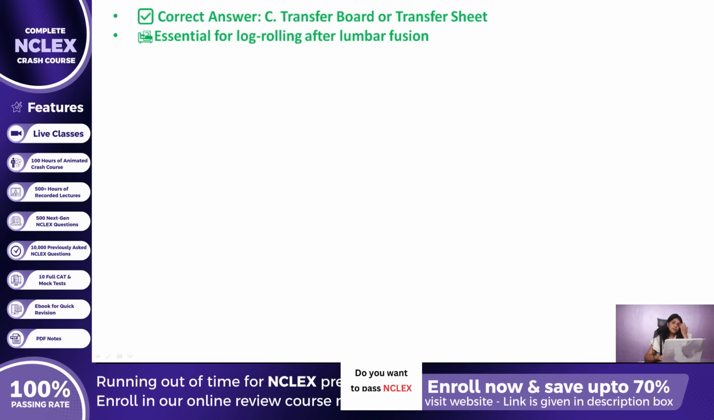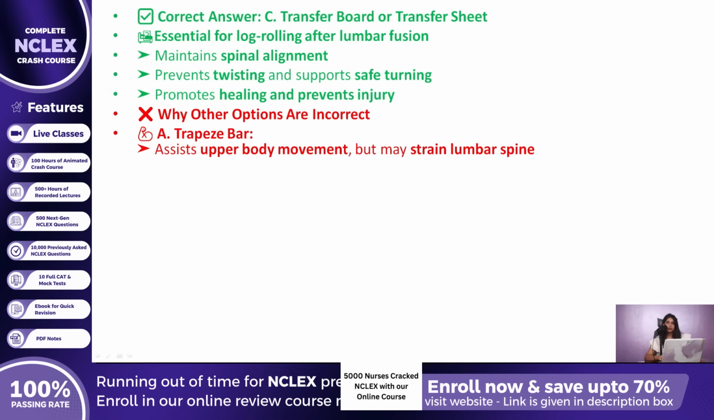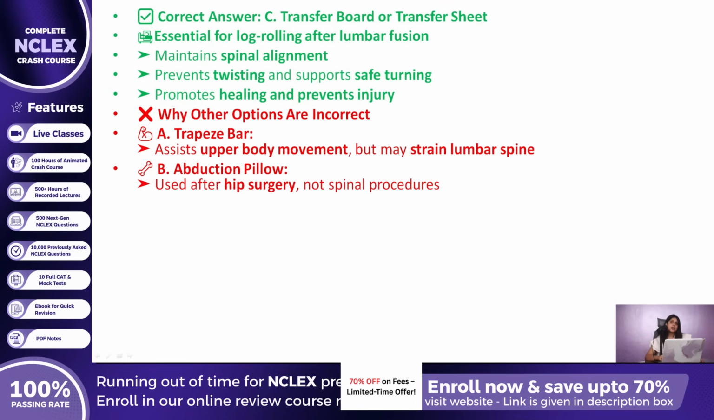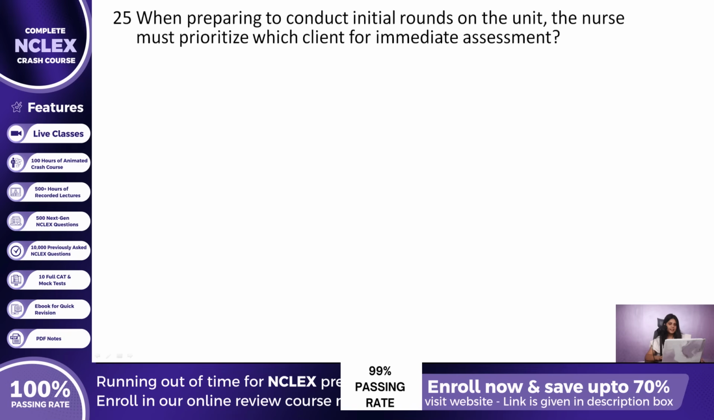The correct answer is option C, the transfer board or transfer sheet, as it is crucial for log rolling, which maintains spinal alignment after lumbar fusion. It allows safe turning without twisting the spine. Option A, trapeze bars, aid upper body movement. Option B, abduction pillows, are for hip surgeries. And option D, CPM machines, are used after joint replacements. The transfer board ensures safe handling and supports healing. Next, let's consider client prioritization during initial rounds.